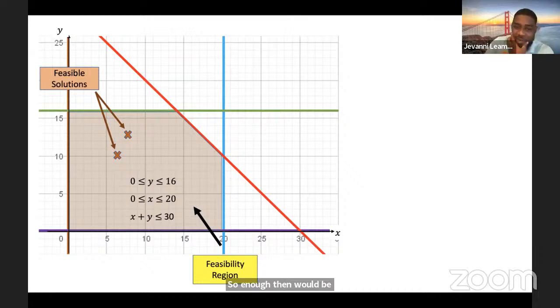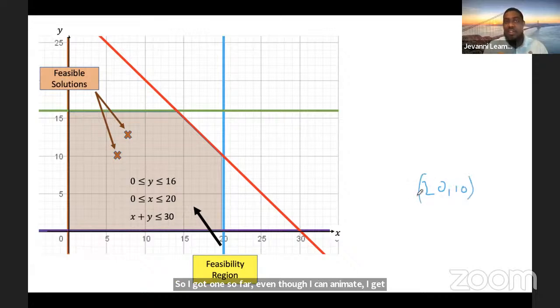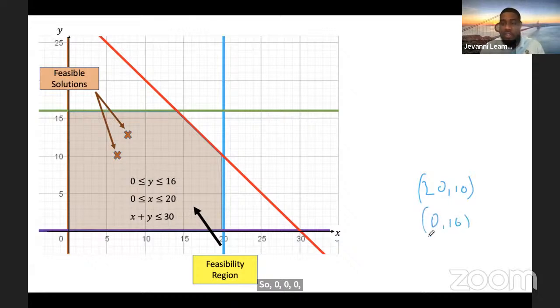20, 10. 20, 10, as in what and what axis? X and Y? On the x-axis, 20. All right, cool, 10. All right, that's 1. So I got 1 so far. You said 20, 10. Anybody else? 0 on the X and 15 on the Y. All right, good. Anyone else?